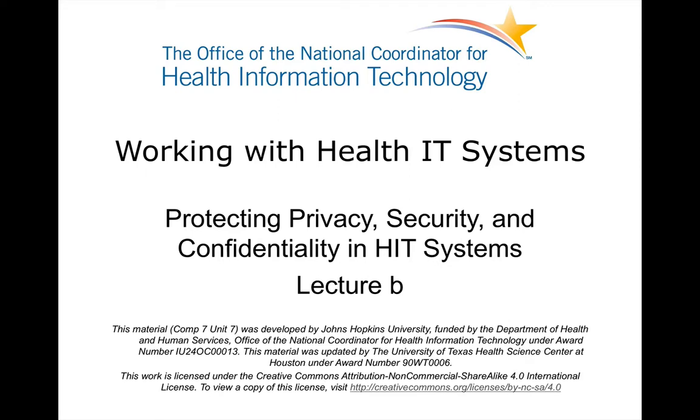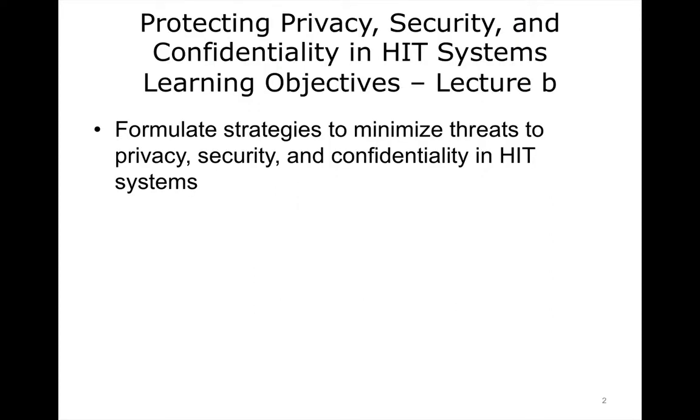This is Lecture B. This lecture continues the discussion of privacy, security, and confidentiality of protected health information, PHI, in relation to HIT systems. We will complete our look at the HIPAA security rule by discussing physical and technical safeguards. We will conclude with a discussion of formal risk analysis and management processes and the meaningful use requirements related to privacy and security. The objectives for protecting privacy, security, and confidentiality in HIT systems, Lecture B, are to formulate strategies to minimize threats to security, privacy, and confidentiality in HIT systems.